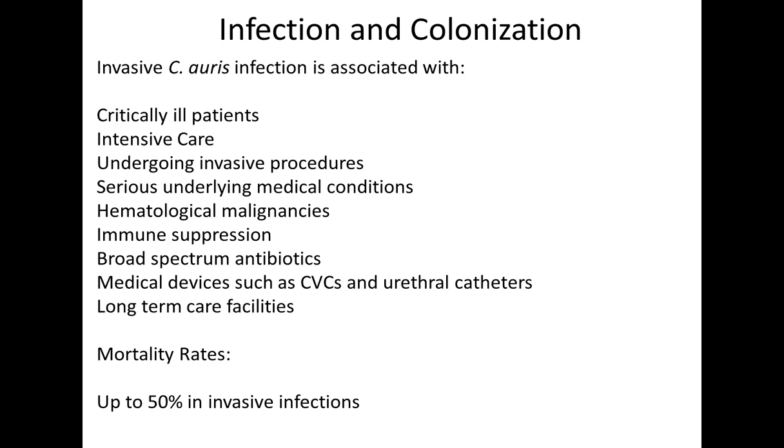So then what type of patients are associated with Candida auris infections? Invasive Candida auris infections are found most often in patients who are critically ill, patients in intensive care, patients undergoing invasive procedures, patients with serious underlying medical conditions, hematological malignancies, immune suppression, broad-spectrum antibiotics, patients with medical devices like catheters, CVCs, or urethral catheters, and patients in long-term care facilities, including nursing homes. What's interesting about this is that this is also the risk factor group for any invasive Candida infections. And yet the mortality rates from invasive Candida auris infections can be up to 50%. So higher than we've potentially seen in other Candida infections, and a lot of that has to do with the extended resistance.